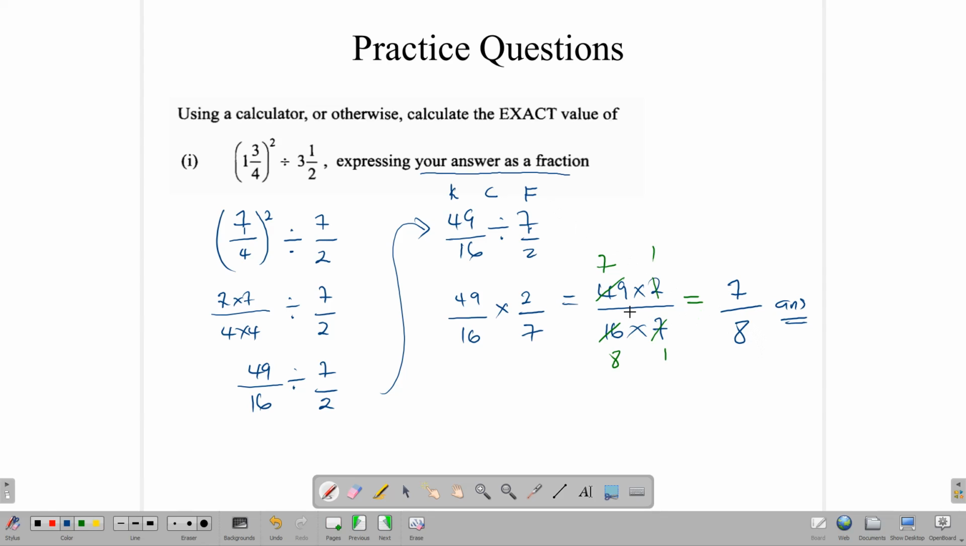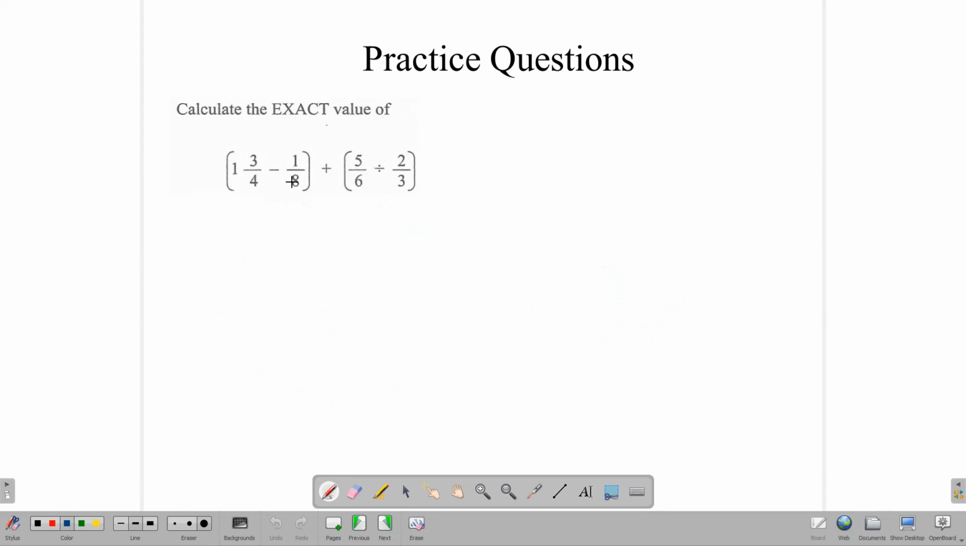We have one more question to go through. And here is our question. It says calculate the exact value of. Notice it doesn't say that you should use a calculator or you should do everything manually. It doesn't matter. Whichever method you use, it's up to you. If you use a calculator, remember to show your steps, because the person marking your paper will want to see that you understand the process. So use your calculator and show the steps at the same time.